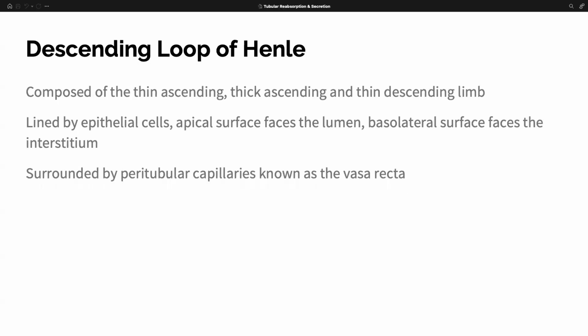Hello, my name is Ahad. I'm going to be talking about the descending loop of Henle, the distal convoluted tubule, and the collecting ducts. So let's start with the descending loop of Henle.